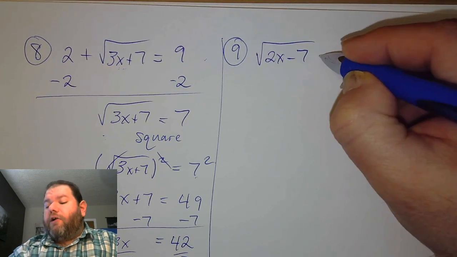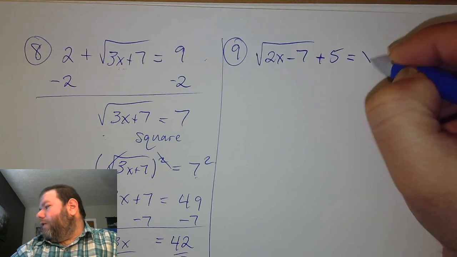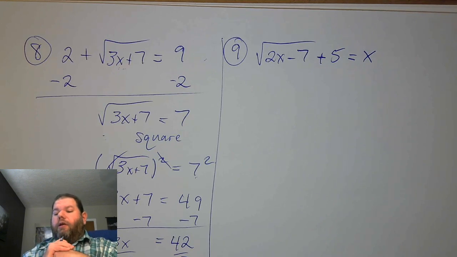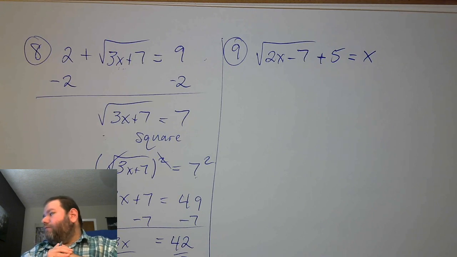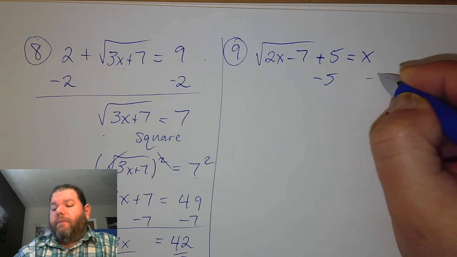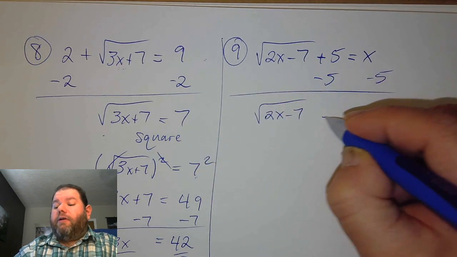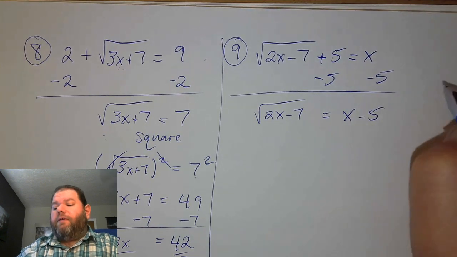Now we have a second problem with a square root. You see it here. Square root of 2x minus 7, and then plus 5 separate from the radical, and that's equal to x. In this case, we'd still use the same approach. We want to get the square root by itself, so we'll go ahead and subtract the 5 from both sides. So the square root of 2x minus 7 equals x minus 5.